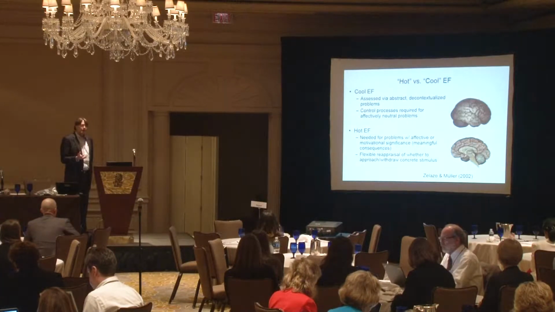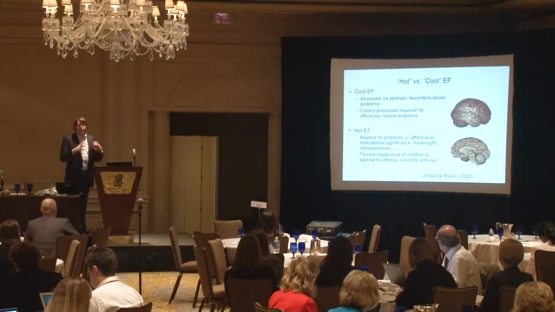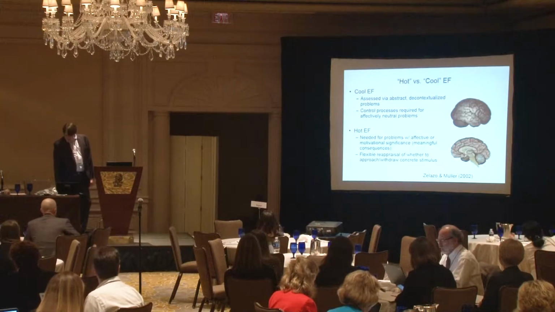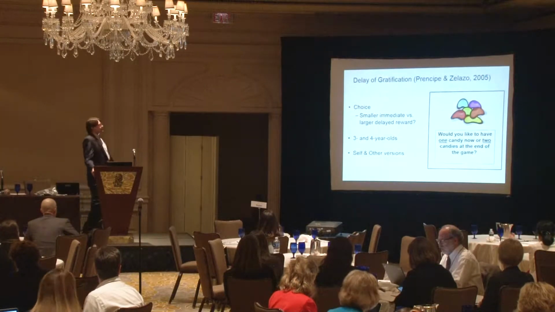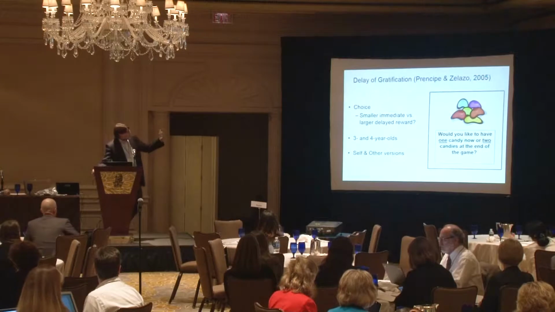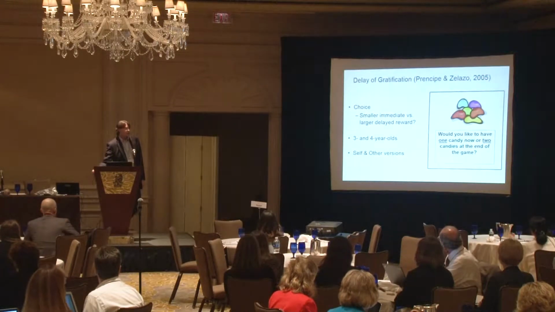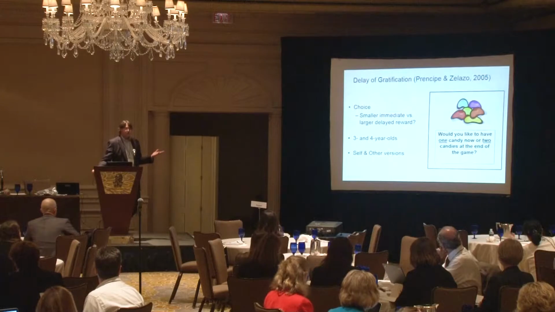And typically they're assessed in paradigms where one has to be flexible in their reappraisal about whether to approach or avoid a concrete stimulus. And so here's a classic example of a hot executive function measure, the classic marshmallow task pioneered by Walter Mischel and his colleagues, delay of gratification. In one version of this task, children are simply given a choice.